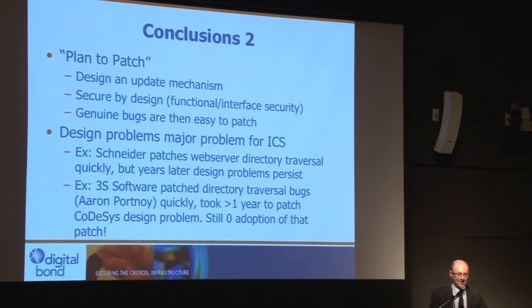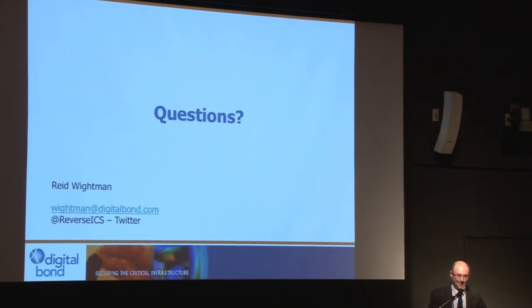Another example is 3S Software, which had a component in their PC software with a directory traversal bug. It was found by a researcher named Aaron Portnoy. It took only a few months for 3S Software to patch that bug, but years later we're still stuck with their insecure by design issues simply because patching insecure by design is essentially impossible. So with that, if anyone has questions, I would be happy to answer.